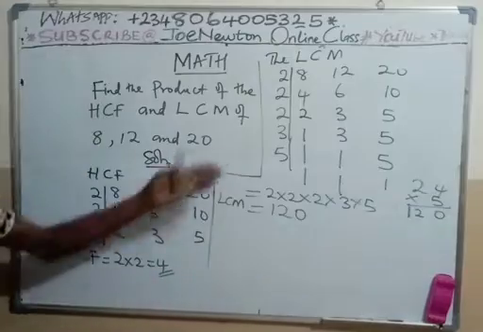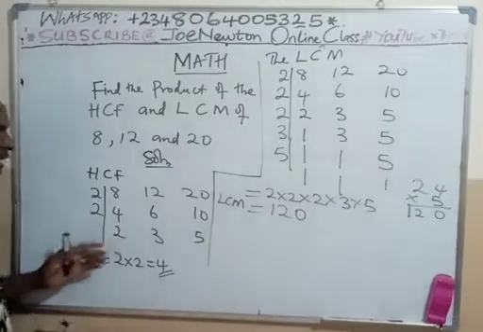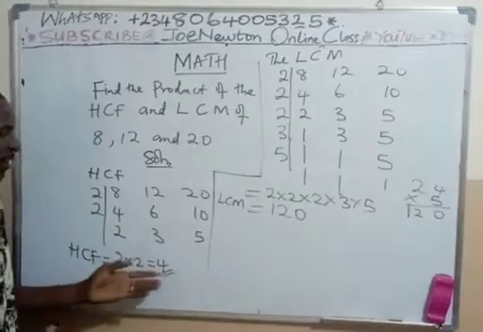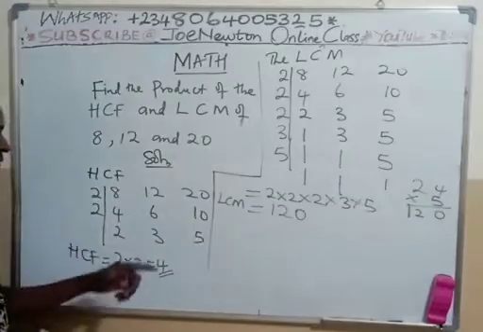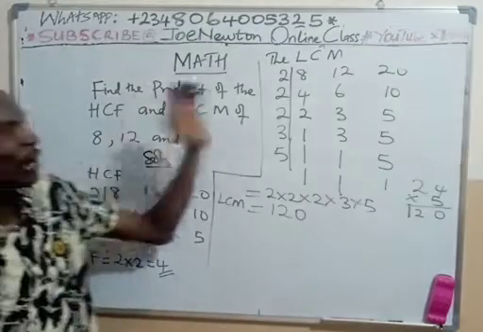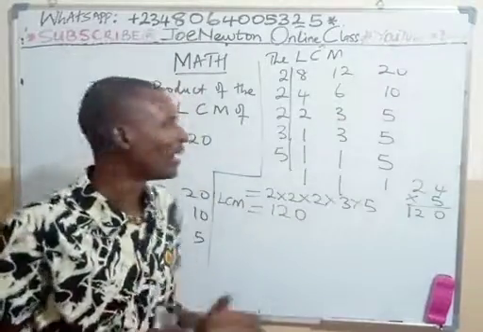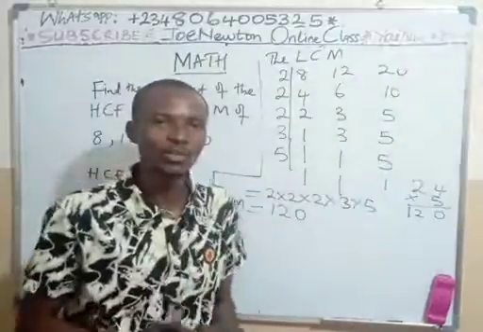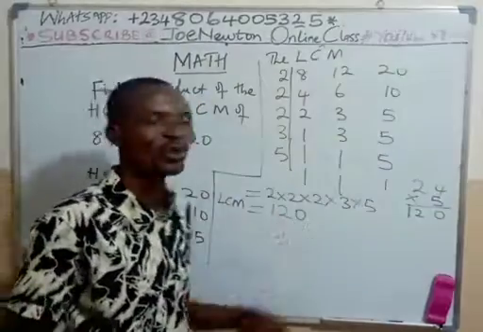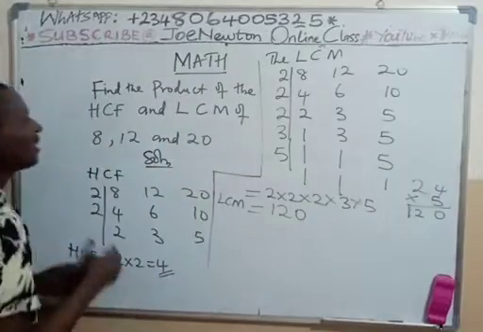Now, you can see the difference in the answers. This is the HCF: the highest common factor that can go through these numbers is 4. The highest factor they have in common is 4. 4 can divide this and this. But this is the LCM: the lowest number all of them can divide into without remainder. The lowest multiple is 120.